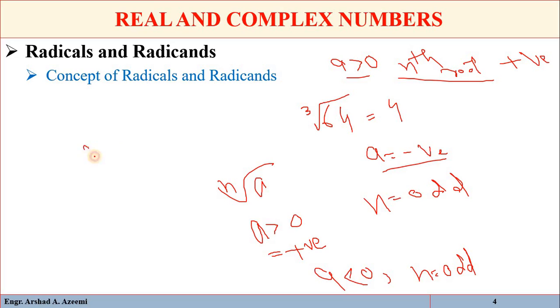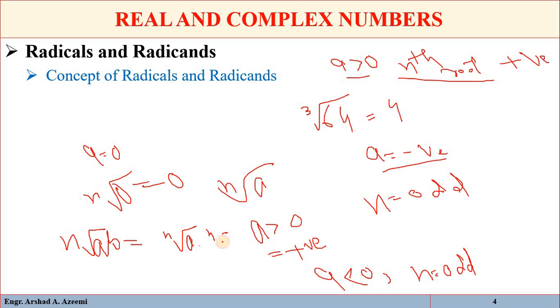Suppose a is 0, then the nth root of 0 will also be 0. Now we have the properties of the radical. The nth root of ab is equal to the nth root of a multiplied by the nth root of b. This is the product rule of radicals.